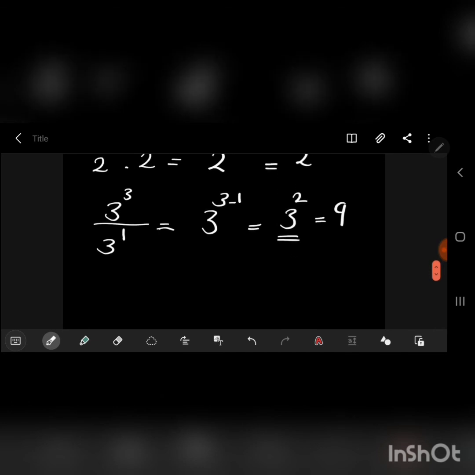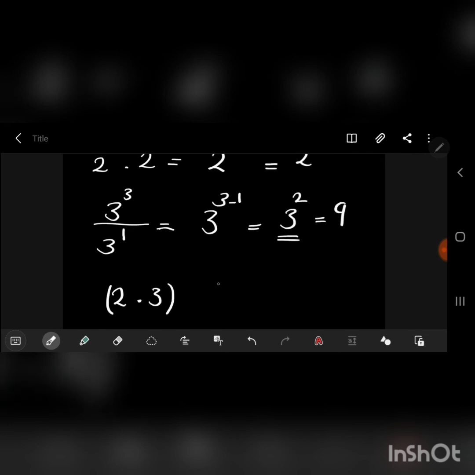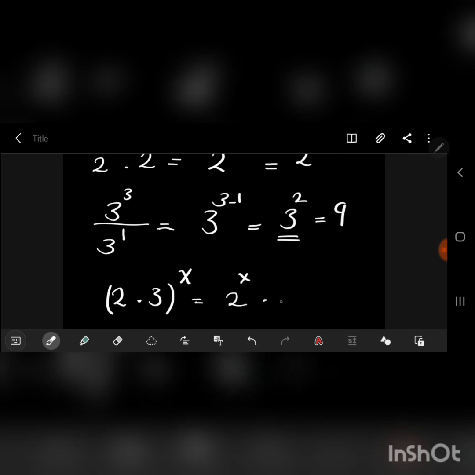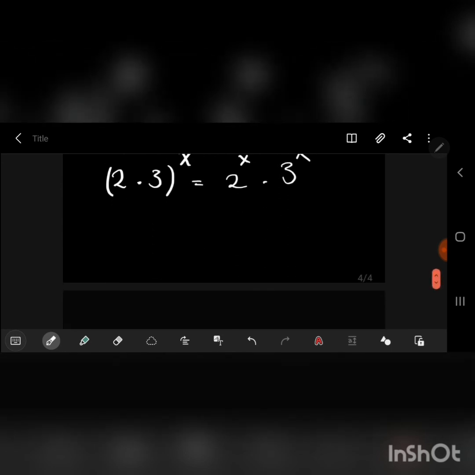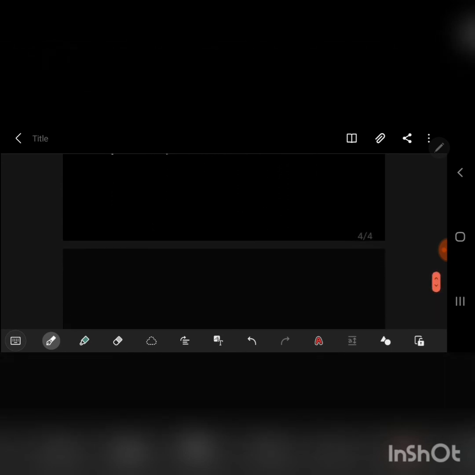Another example for another rule: 2 multiplied by 3, all to the power x. If I have two different bases with a power, I distribute the power to the bases. So 2 to the power x by 3 to the power x. Now these are very simple rules. You took them before, one, two, three more times.